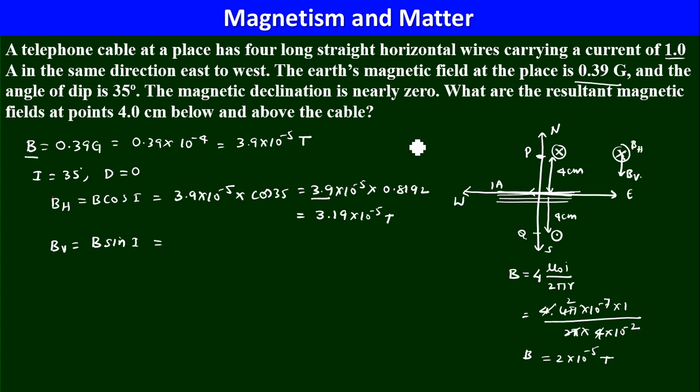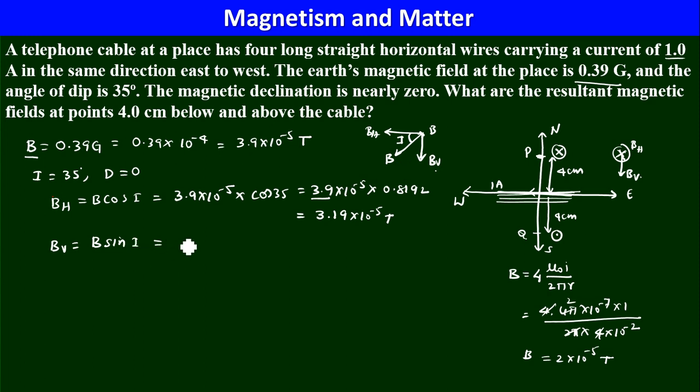So generally, suppose there is a magnetic field B, and the horizontal magnetic field is say BH, and the vertical magnetic field is say BV. So this will be the actual magnetic field in that location. If I take the angle of inclination, or angle of dip, as I here, then BH is equal to B cos I, and BV is equal to B sin I. That's how you get it. So B sin I.